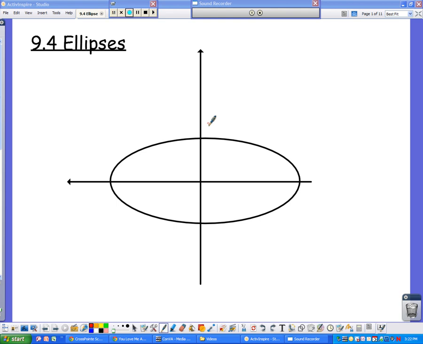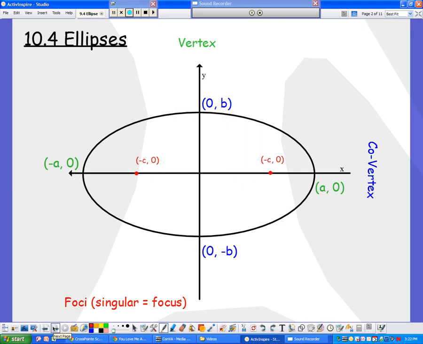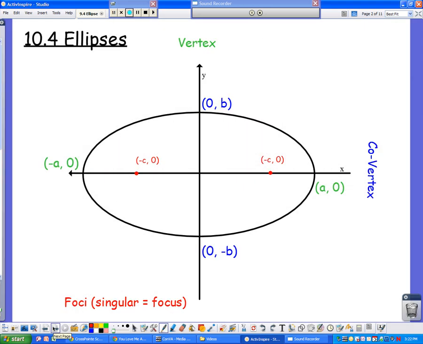All right, lesson 9.4 is solving ellipses. Now, another way to look at an ellipse is just an oval shape. So this would be an example of what an ellipse is. There are different parts of an ellipse that you need to know.